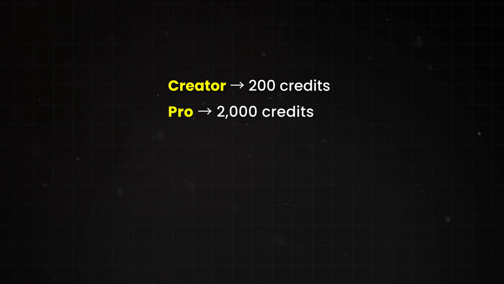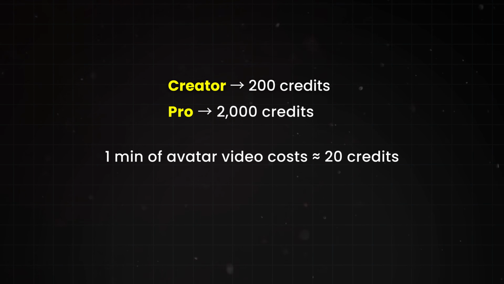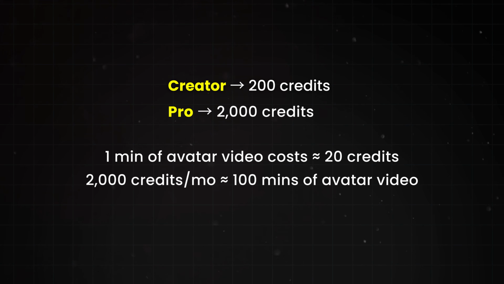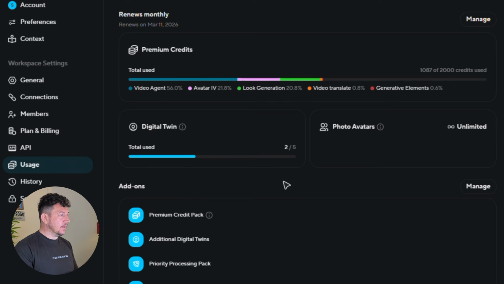Now to give you a very rough idea of what that actually means in real life, so think if 1 minute of avatar video costs you roughly 20 credits and you get 2,000 credits a month on the pro plan, that means you're getting around 100 minutes of avatar video each month, which for most creators is actually quite a lot. And if I just click this to see my usage over here, you can see I've used 1,087 out of my 2,000 available credits so far this month. And most of that has gone into AI agent videos.